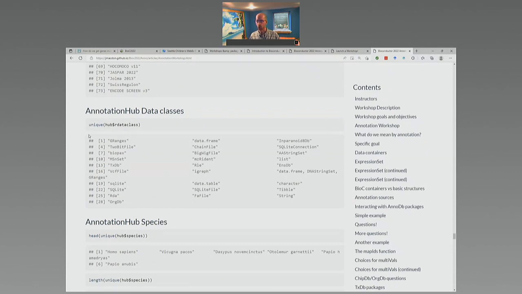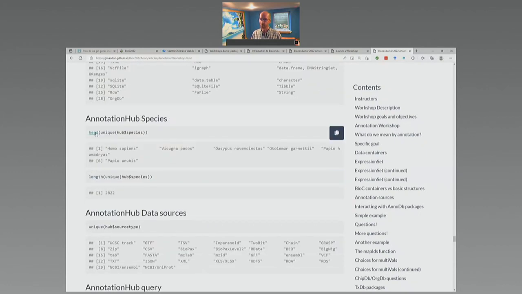The data class tells you what sort of data they are. A lot of these are obvious, like GRanges, we already talked about that. A 2-bit file is a binary sequence. So if you wanted to get a genome sequence for something that we don't have an actual package for, you could probably get a 2-bit file for it and turn that into a BSgenome package, or just actually query it as if it were. But you can see there's lots of different file types here. Lots of different species, there's like 22 species that have data on here.